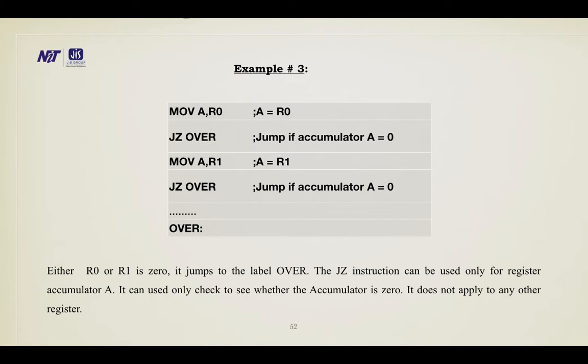The JZ instruction can be used only for the register accumulator A. It can be used only to check whether the accumulator is 0. It does not apply to any other register.